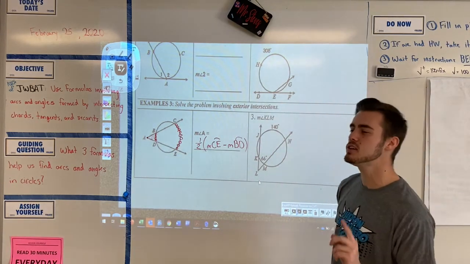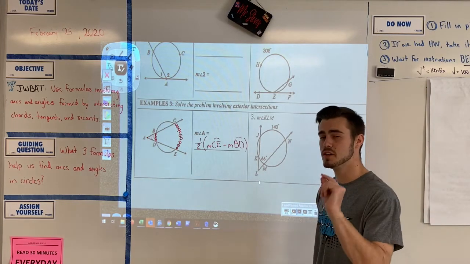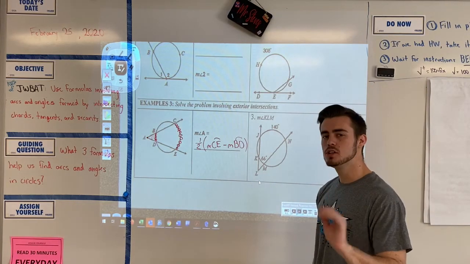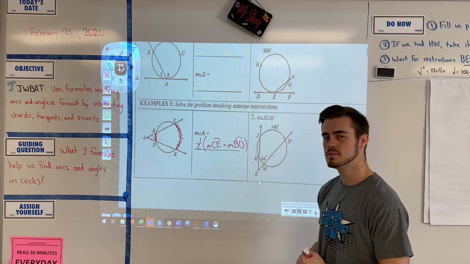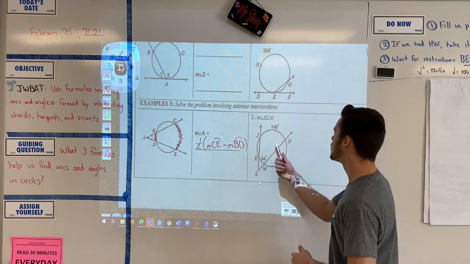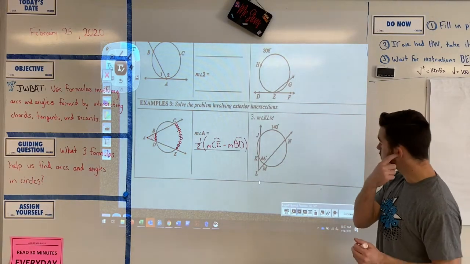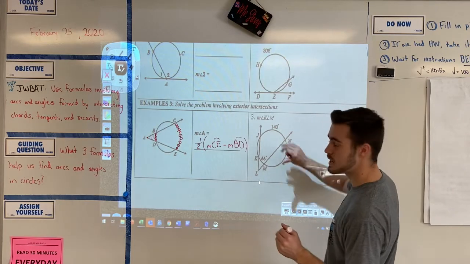I would actually like you to try it on your own. So if you want to pause the video right now and try it, you can do that. All right, so we're going to try this example together so you can check your work to see if it's the same as my work.